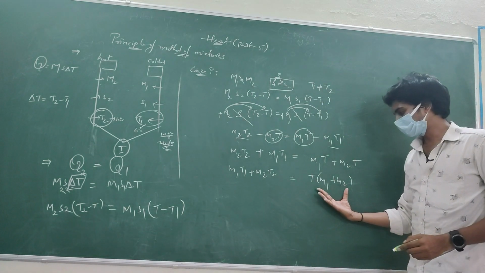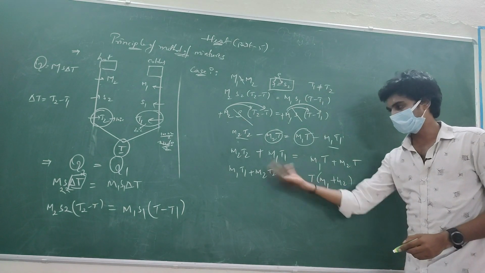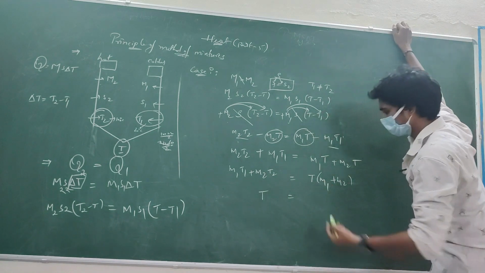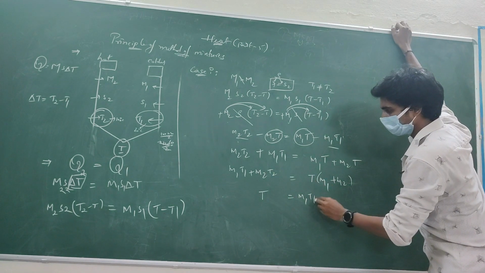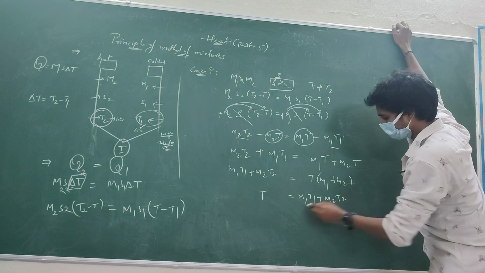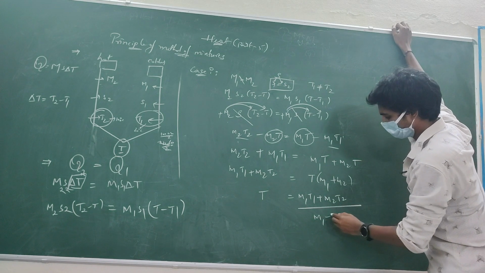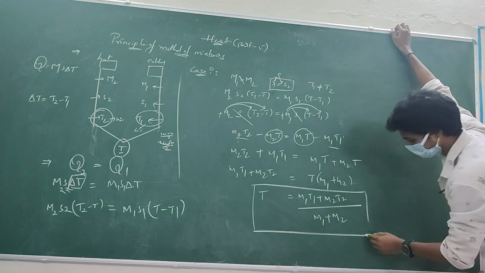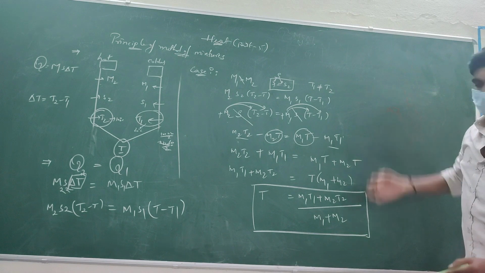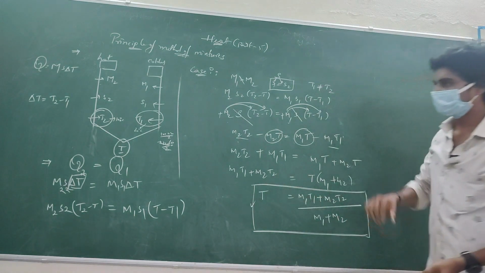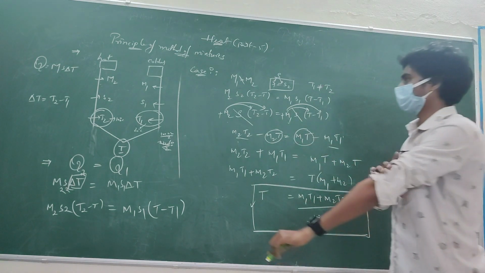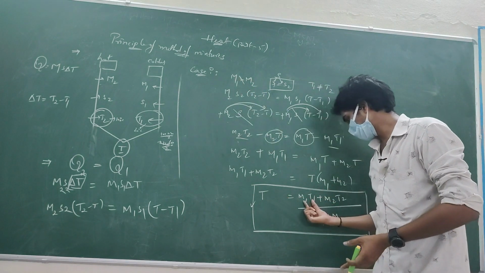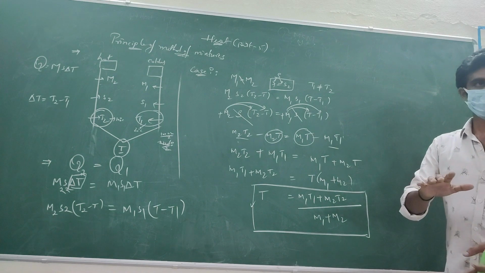So M1 plus M2 is multiplying T, just send this to the other side. What is going to happen? Let's write the equation: T is equal to M1 T1 plus M2 T2 divided by M1 plus M2. We got a final formula. I think you might have heard this formula, right? This formula is very, very important for the sums, right? So this case is very important. So let's say here T is equal to M1 T1 plus M2 T2 by M1 plus M2.